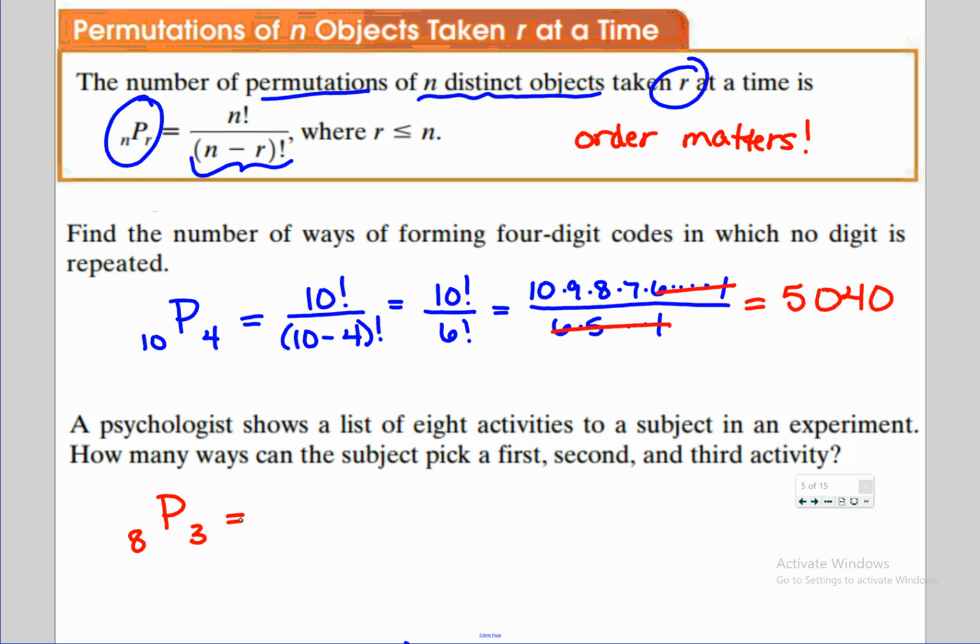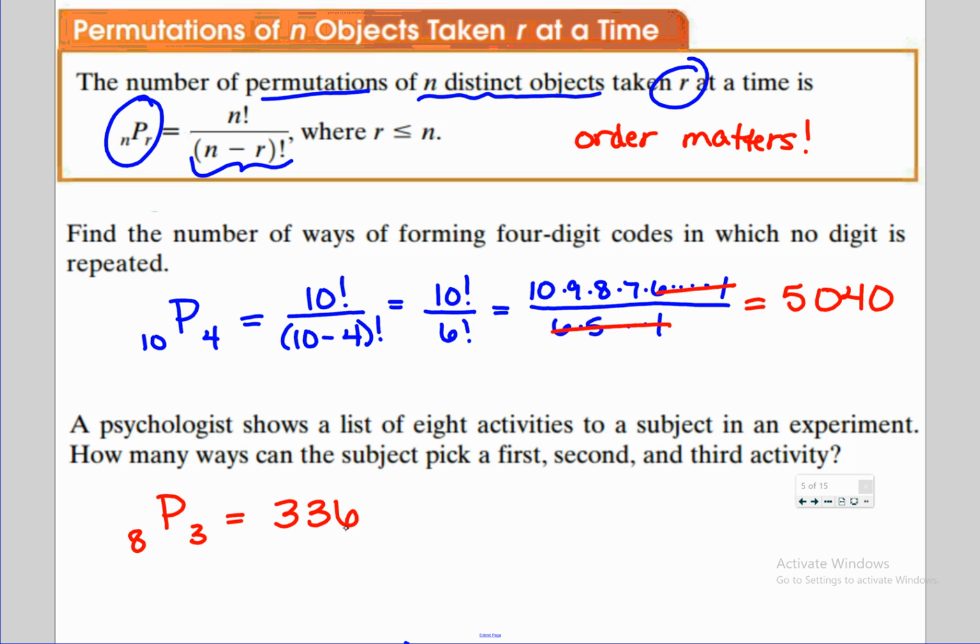Okay. So 8 choose 3. Again, if you want to try it with your calculator, go into that math menu, over to probability, option number 2 with the P. And you should get 336 different ways for them to choose their activities. Everybody find that okay in the calculator? Yeah, any questions on this?